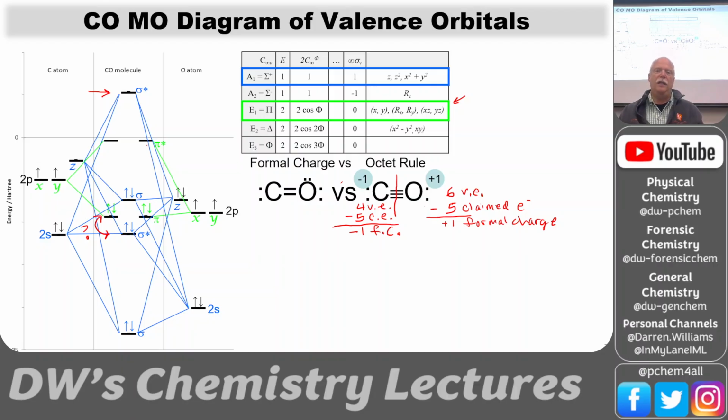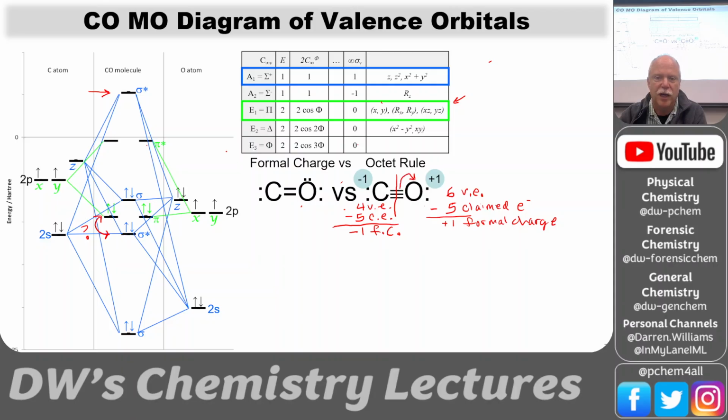Now, it's nice to reduce the formal charges. I mean, if the carbon really is negative and the oxygen really is positive, maybe it wants to get rid of one of those double bonds and put those electrons on the oxygen. Oxygen has 8 protons after all, and so it's going to want those electrons more. And so if we move that double bond back to the oxygen, we lose our octet rule, but we reduce the formal charges.